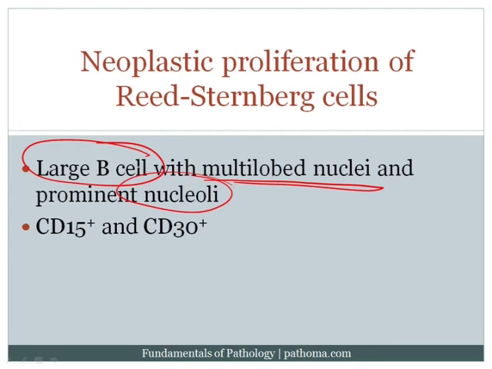And most commonly, they are CD15 and CD30 positive. Notice that there is no CD20 expression here, although it's clearly a B cell. They are CD15 and CD30 positive.